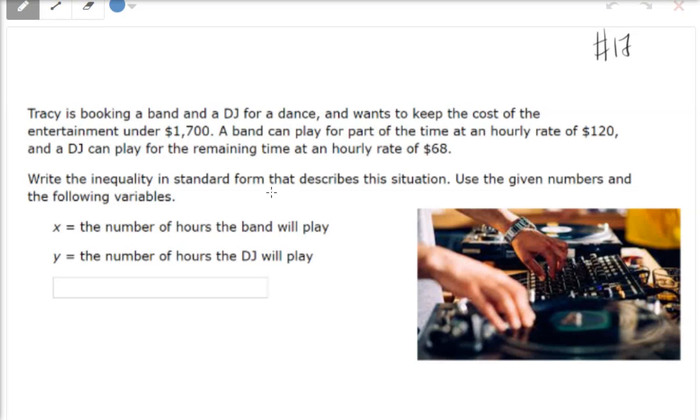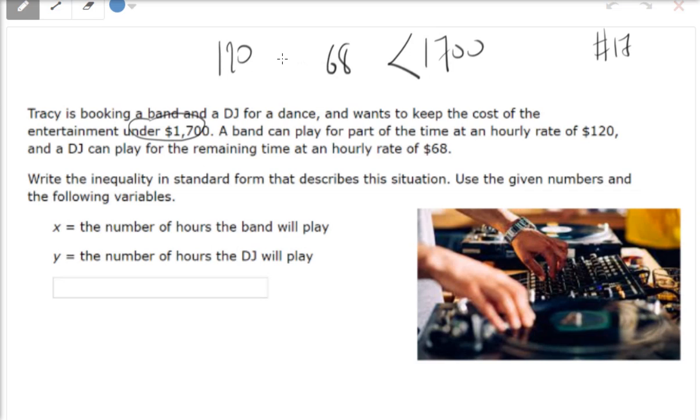Okay, so for slide number 17, Tracy is booking a band and a DJ for a dance and wants to keep the total cost under $1,700. All right, so anything to the left has to be smaller. So this is on the left, so it's got to be under. So a band can play for part of the time at an hourly rate of 120 bucks. So 120 bucks plus 120 bucks plus 120 bucks every hour. And a DJ can play for the remaining time at an hourly rate of $68.